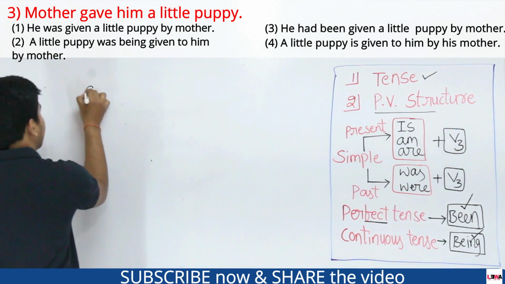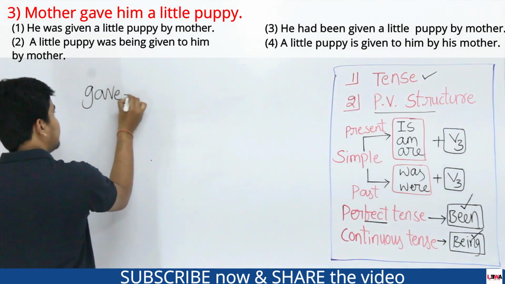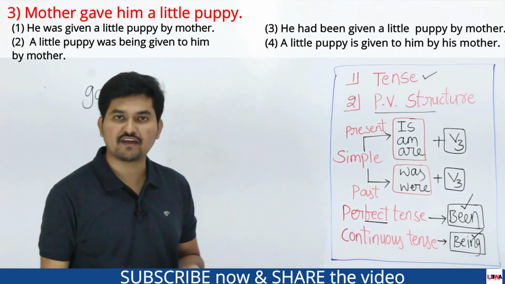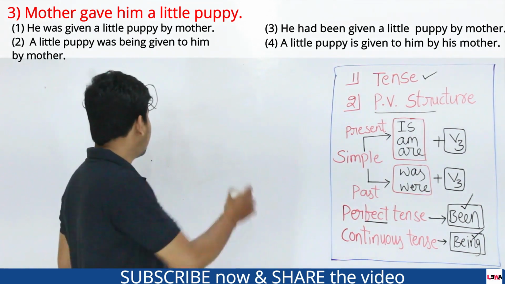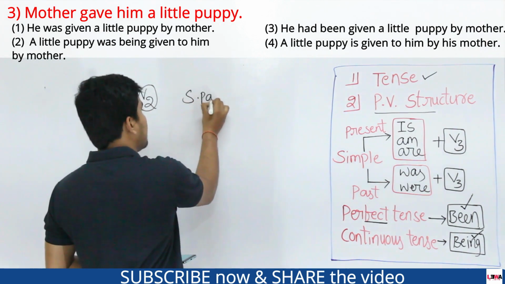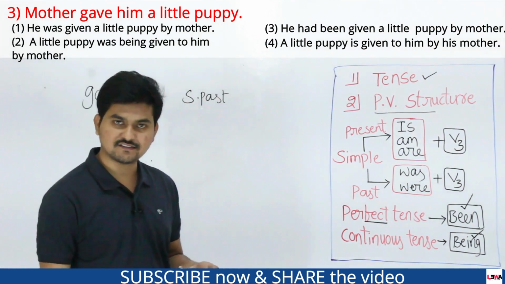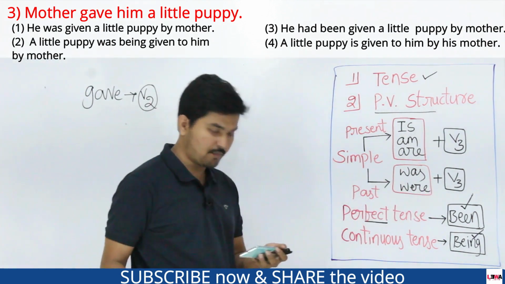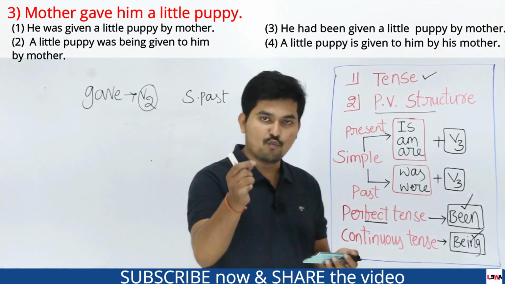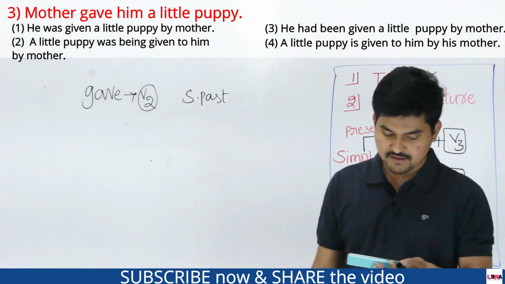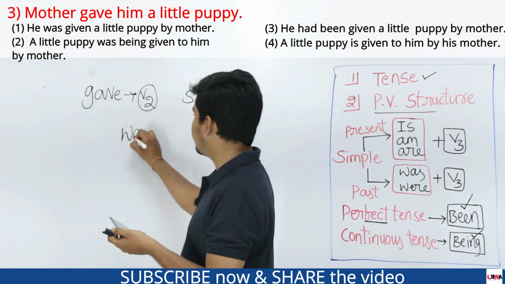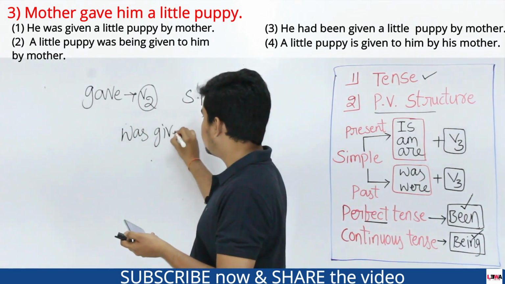Mother gave. Okay, I can say give, gave, given. Gave will become the second form. Yes or no? Gave is the second form. Okay, if it is second form, again the sentence is in simple past tense. Well said. Okay, now in simple past tense again we have to find was or were plus V3. Among the options, where can you find was or were plus V3? Okay, look: he was given a little puppy by mother. Now in this option I can say he was given, was plus V3.